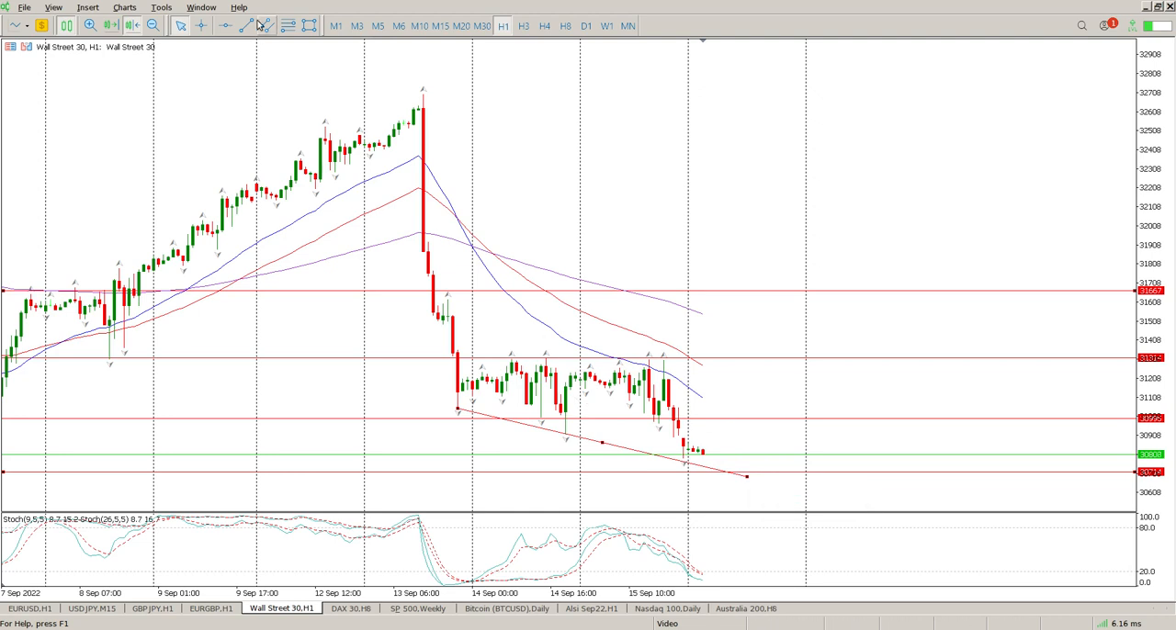You could also come back into the middle of this range because there is quite a bit of structure here just below the middle, and that is at 31116. So that's the area you want to be looking for shorts. Be wary of the oscillators. The oscillators are all starting to group to the downside now.